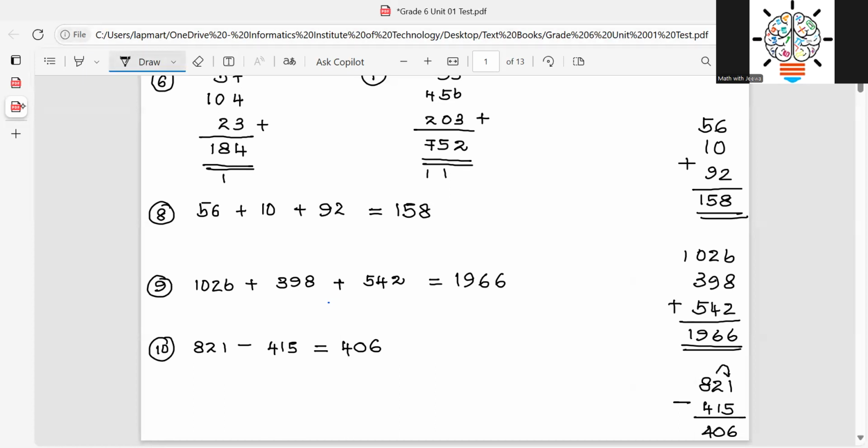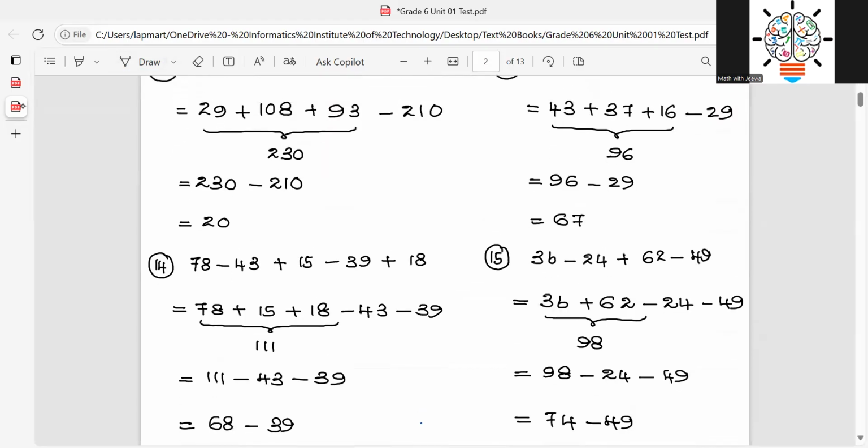That becomes 11. From 11, when you deduct 5, it is 6. Now in the tens column, you don't have 2, you have only 1. 1 minus 1 is 0. And then the hundreds column, 8 minus 4 is 4. The answer is 406, right? Okay, then we will move to the next questions.